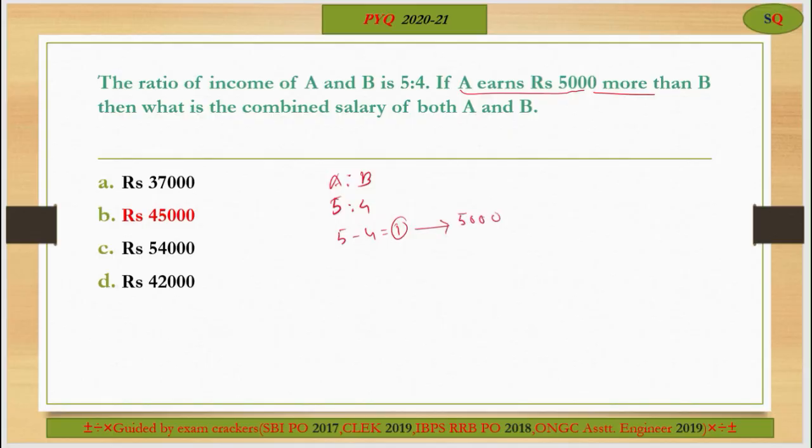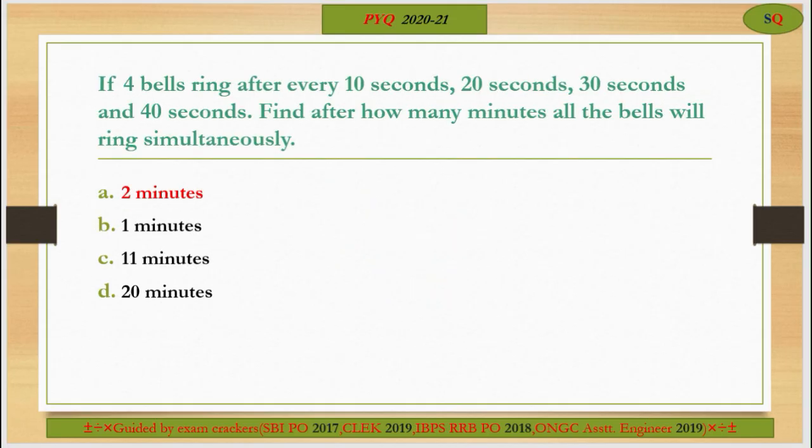So A will become 5 into 5,000, how much? 25,000. And B is 4 into 5,000 equals 20,000. Therefore total is 45,000. Answer is B. Next question.